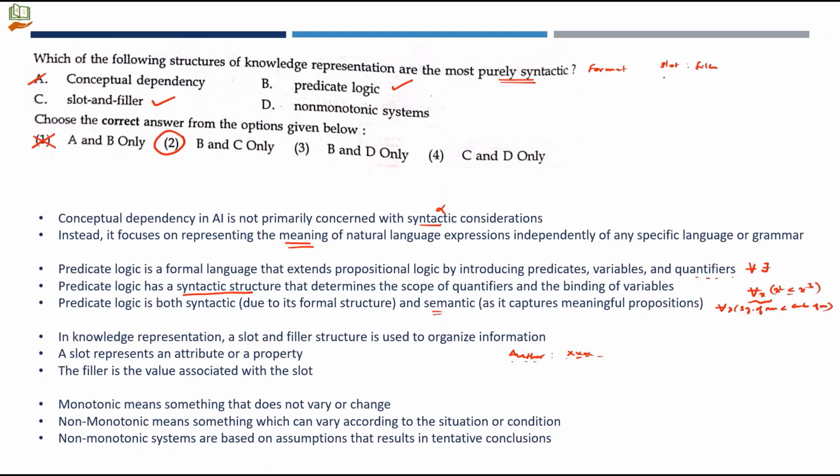In predicate logic, to represent all the values of x, you have to use this symbol. If they say there is a possibility of single value of x, you have to use this symbol. So it is imposing some strict structure there. Non-monotonic systems don't have that strict structure because they tend to change according to the situation or condition. So we are not going to have non-monotonic systems also as syntactic structure. So we can rule out even D.